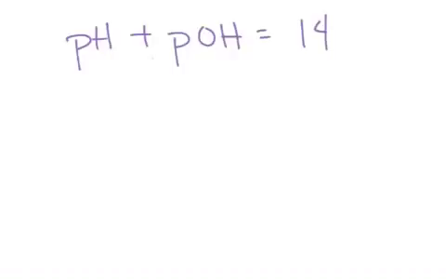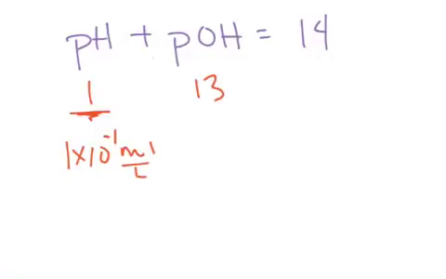As the power of hydrogen changes, so does the power of hydroxide. The two of them added together make 14. So for example, if you have a solution with a pH of 1, it must have a pOH of 13. Small numbers mean a lot because what we're really talking about here is the exponent. A pH of 1 means 1 times 10 to the negative 1 moles per liter. If our pH is that high, then our pOH must be very small. So this is 1 times 10 to the negative 13.